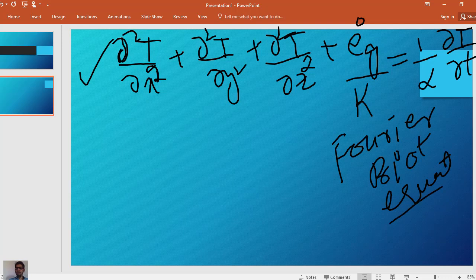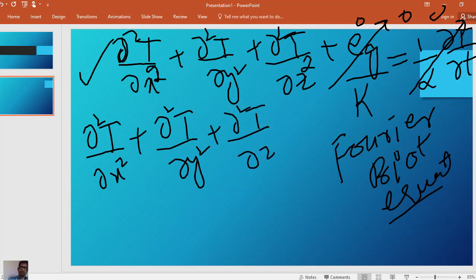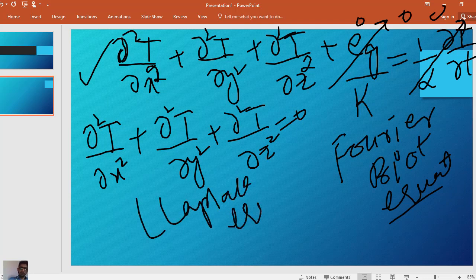Now if the energy generation term is 0 and the accumulation term becomes 0, then this equation becomes the Laplace equation, which can be written as ∂²T/∂x² + ∂²T/∂y² + ∂²T/∂z² = 0. This equation is called the Laplace equation.